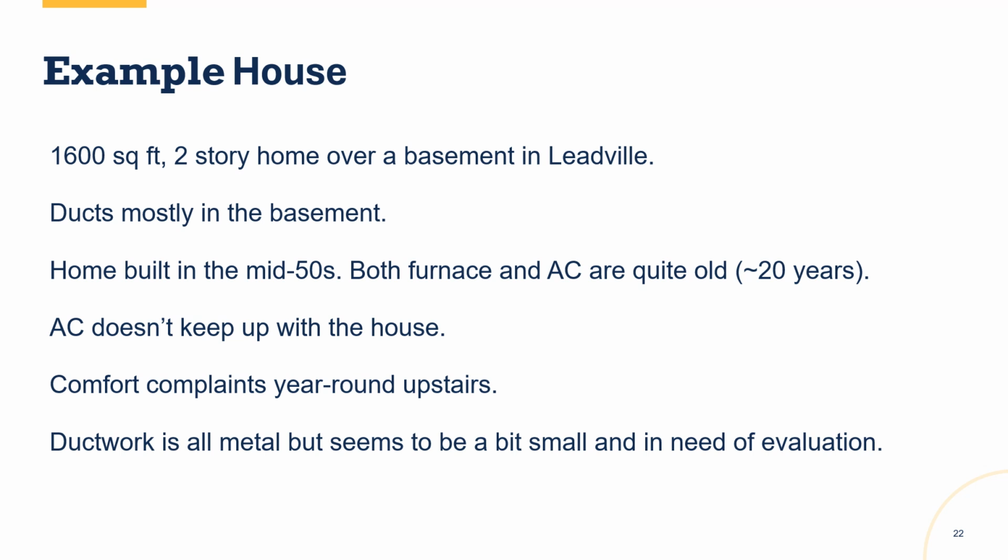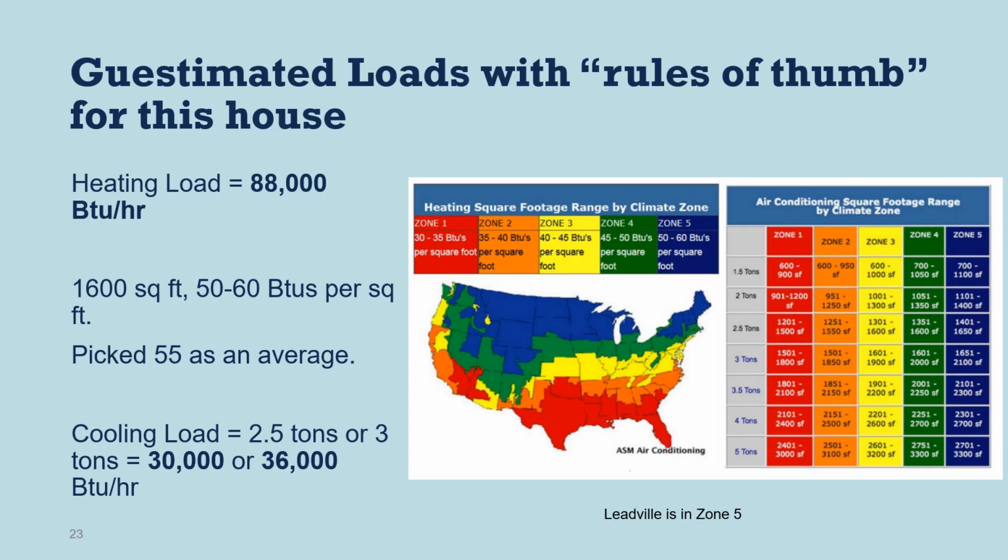Now, I picked Leadville because it's a very high elevation. It's also western slope mountain area, so it's going to have some pretty cold times. So very cold climate, very high elevation. I'm going to use this as an example because it's kind of on the extreme side. The home is built in the 50s with ducts in the basement, and the systems are pretty old. So these are some of the important things we'll need to know going into the actual load calculation.